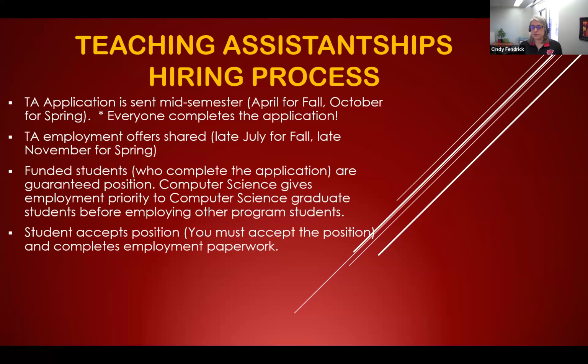For funded students, please note that you are our number one priority in getting you linked to a course for a TA position. After that, we then go to our unfunded students. We will work with our computer science students before we will invite someone outside of our department to become a TA in our department. Once you accept the position, then the final thing you will do on August 19th when you come to Madison, Wisconsin, is you will complete the official employment paperwork, and that then concludes the hiring process.